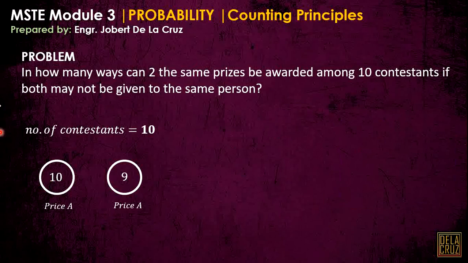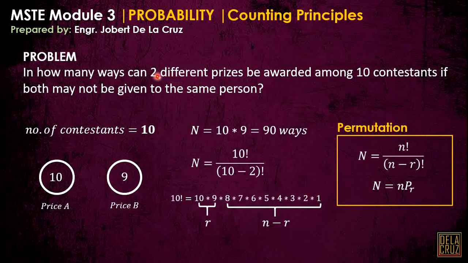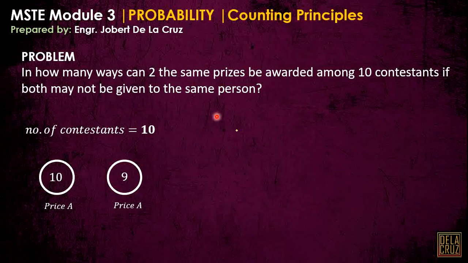Okay, how about in how many ways can two the same prices? Okay, differentiate this. Dito, different prices. In this case, the same prices na sila. The same problem. Okay, so the same solution dapat. But ano yung significant nito? The same prices. Kanina, different prices.